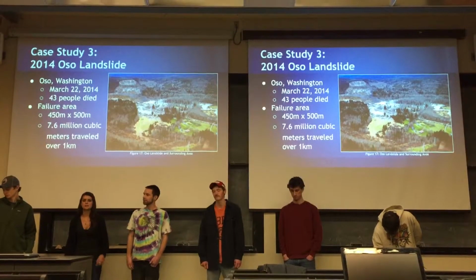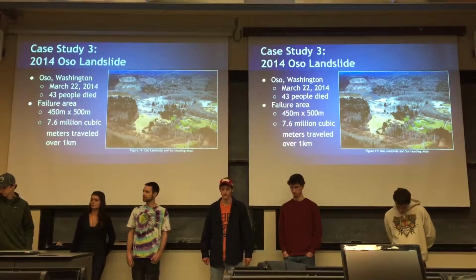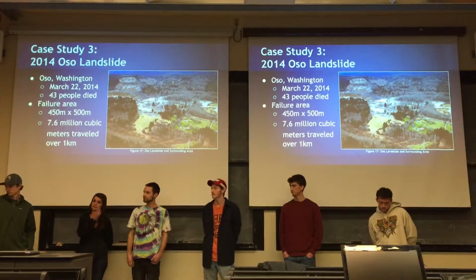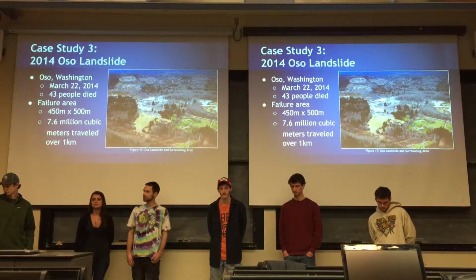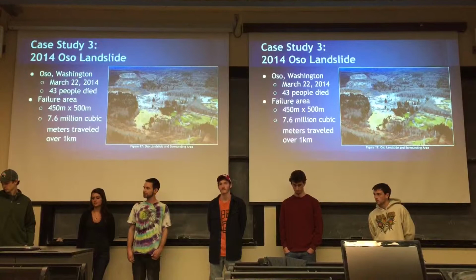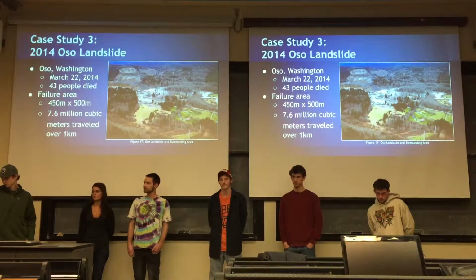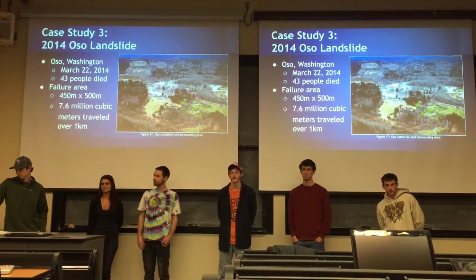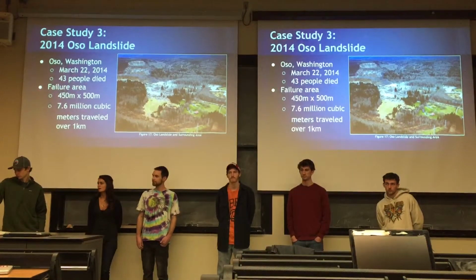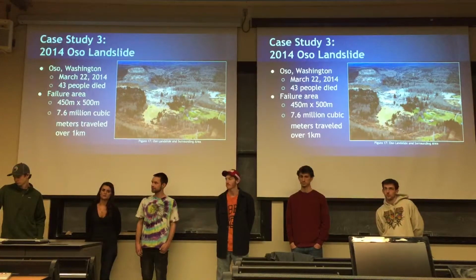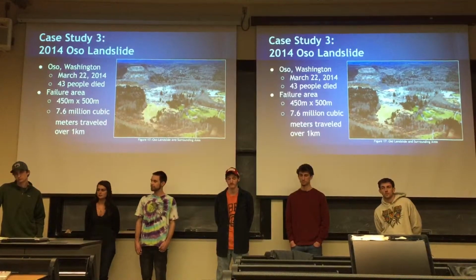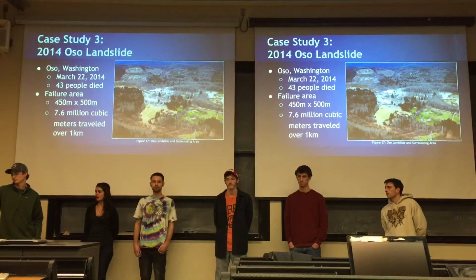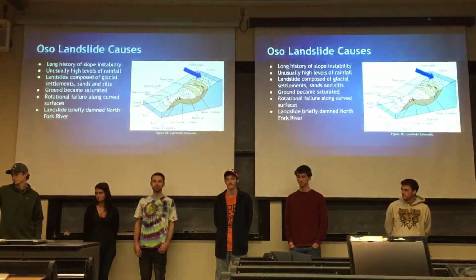For the third case study, it was in Oso, Washington, and it was the Oso landslide, also known as the Steelhead landslide. It occurred on March 22nd in 2014. It was considered one of the most catastrophic landslides of the past few decades. 43 people died, along with a very large area of homes and residences and farmland. So the failure area was about 450 meters by 500 meters wide initially. It grew up to be 7.6 million cubic meters and traveled over a kilometer.